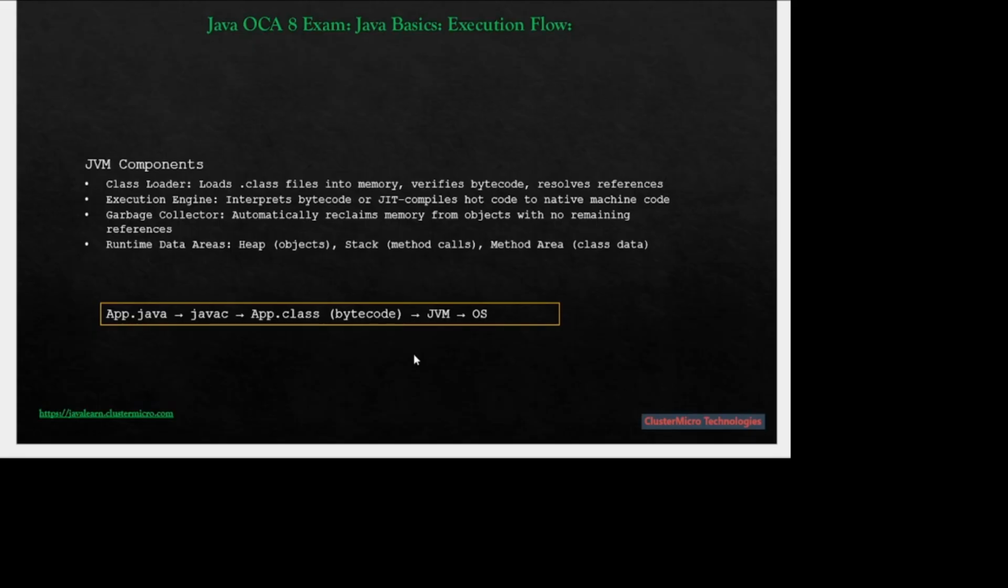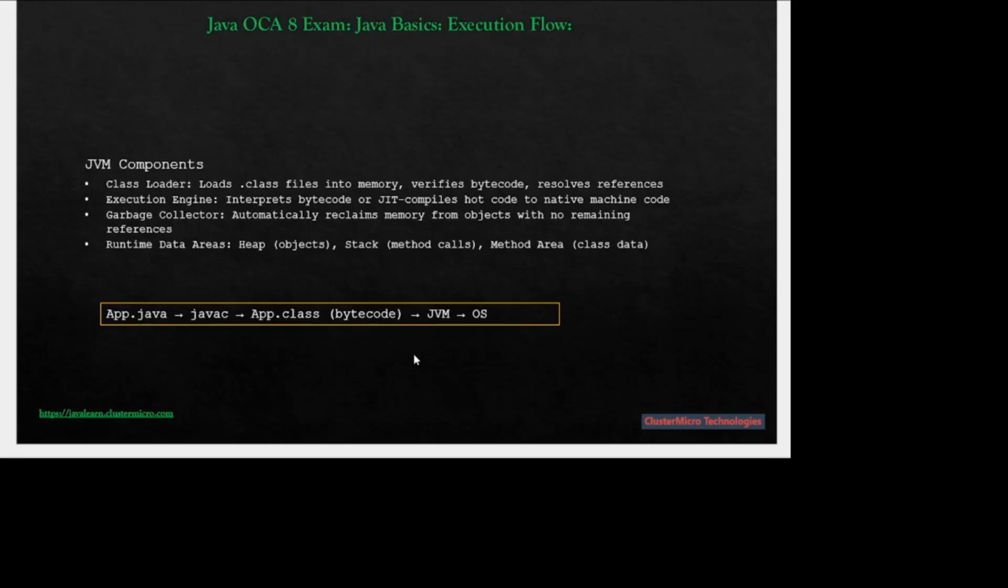The second one is the execution engine. It reads the bytecode and executes it. It can do this in 2 ways. It can interpret bytecode line by line, which is slower, or it can use something called JIT compilation, just in time. JIT identifies code that runs frequently and compiles it directly to native machine code for speed. You don't need to know much about JIT details for OCA. Just know that the execution engine is what runs your program.